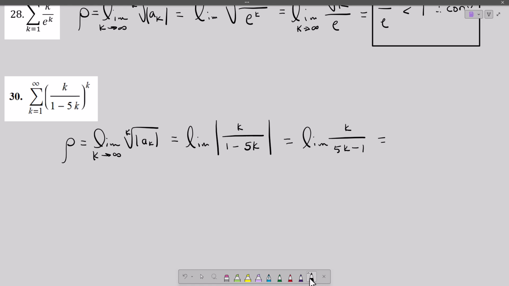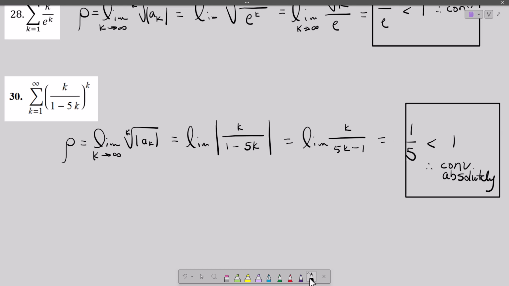Okay, so what's this limit? It's 1/5, which is less than 1 and therefore converges. Now, this had minuses in it originally, right? There's a minus in here when you plug in your k, so we're going to say converges absolutely. So there we want to include that absolute stuff because we have negatives.